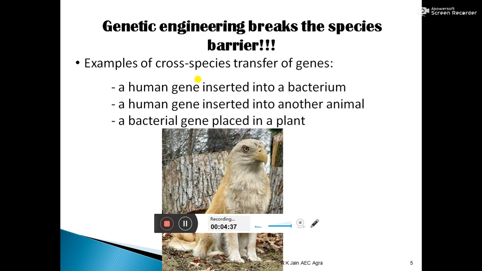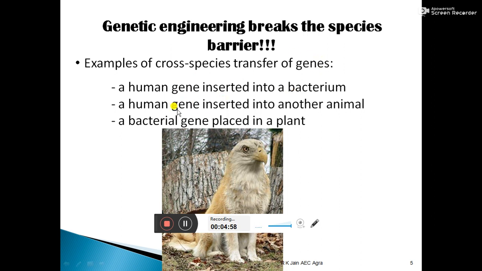By creating these transgenic organisms, we can insert a human gene into a bacterium, which would never be possible in nature, but we have done it. We inserted the human insulin gene into E. coli, and we are successfully synthesizing recombinant insulin.